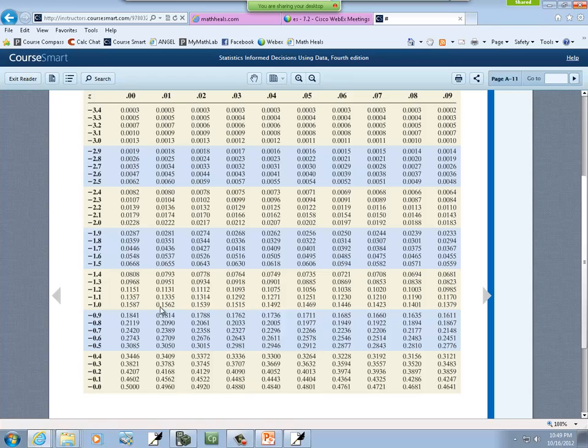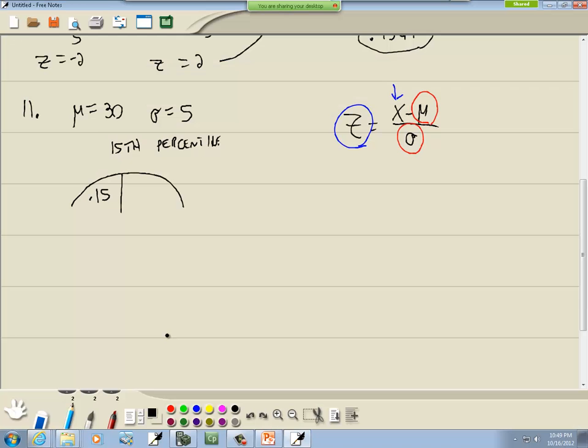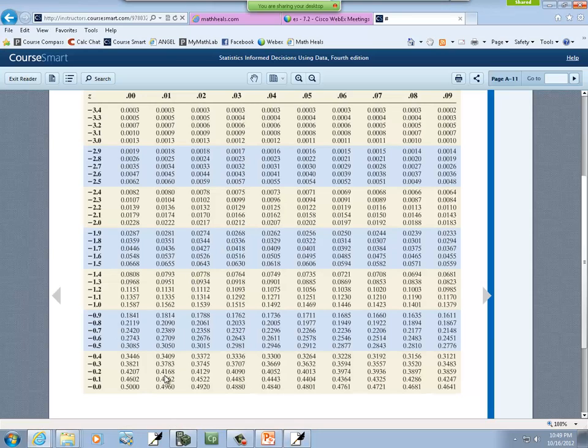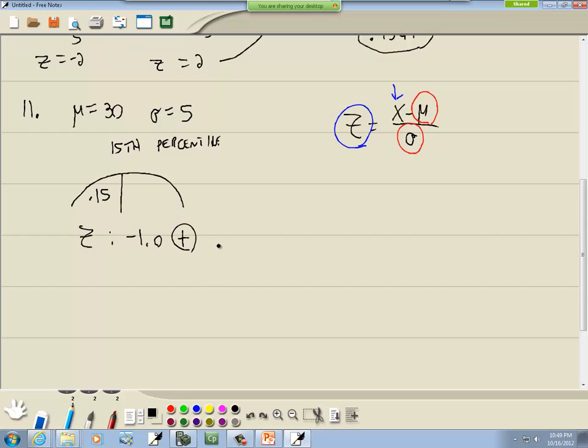So I'll go straight over to the left, and I get negative 1.0. Negative 1.0. And again, I'm merging that together. Was this one, wasn't it? Okay, so then I go straight up to here, and that gives me the hundredths place, which is 0.04. So our z-score is going to be negative 1.04. It's not exactly adding them, you're kind of merging them together.